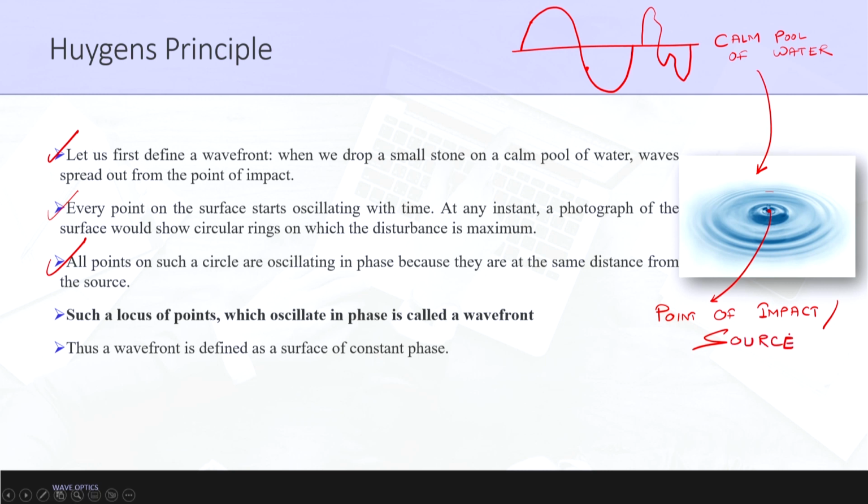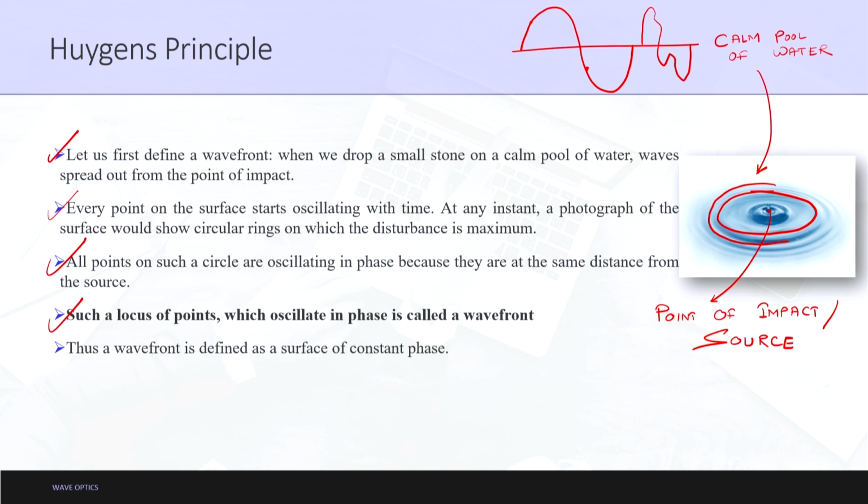So, this is nothing but the source here. All points on such a circle are oscillating in phase because they are at the same distance from the source. Such a locus of points which oscillate in phase is called a wavefront. So, this is the typical explanation of what a wavefront is. Any circular ring which we take is nothing but a wavefront.